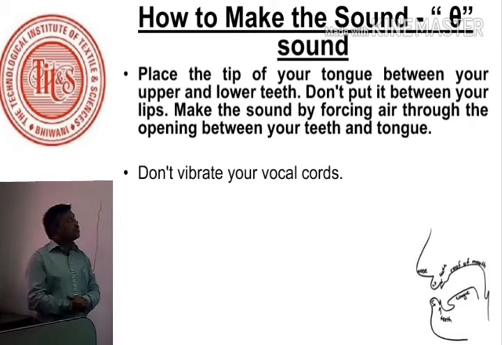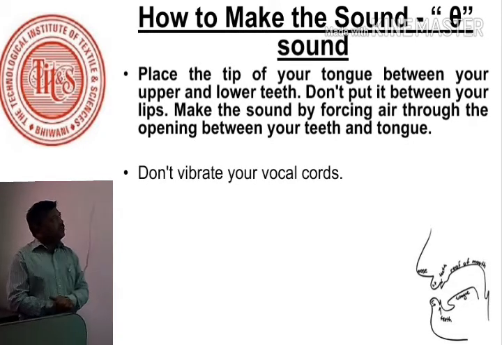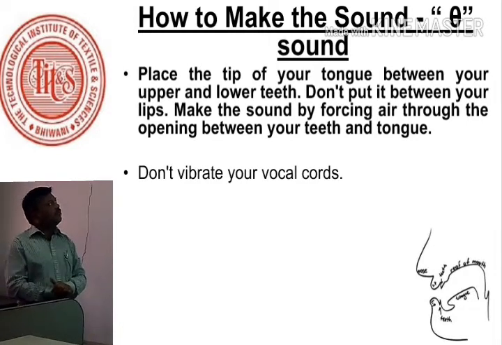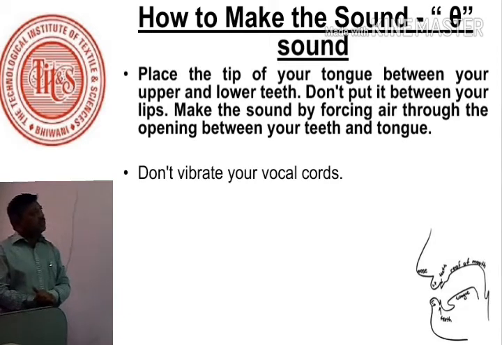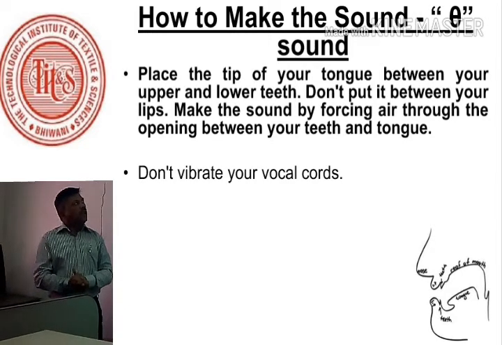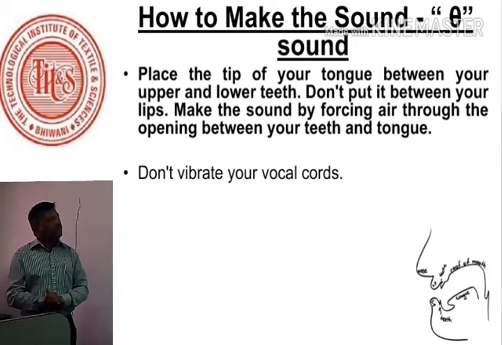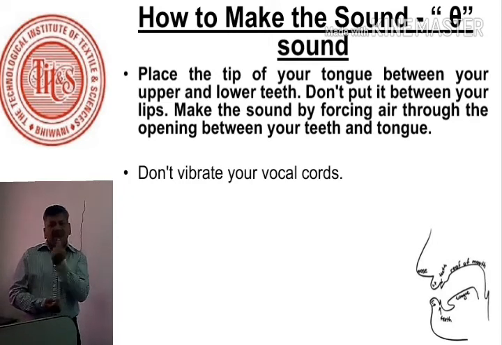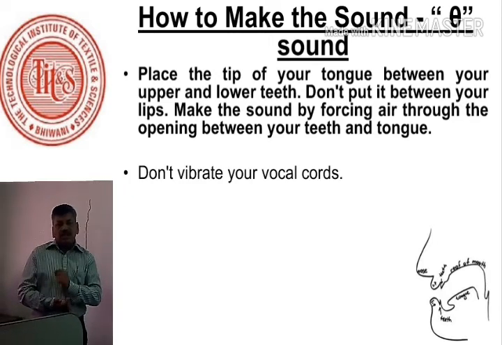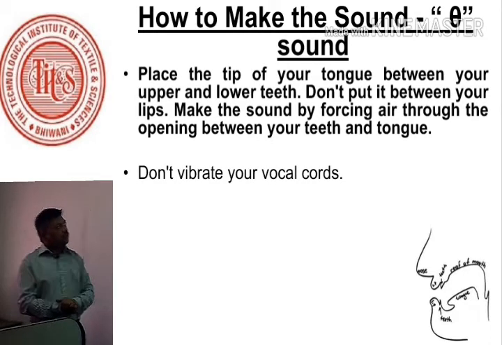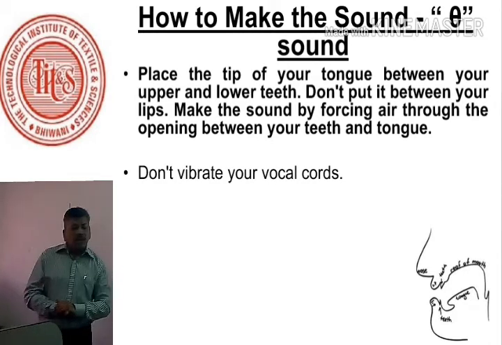Next. How to make the sound th? Place the tip of your tongue between your upper and lower teeth. Don't put it between your lips. Make the sound by forcing air through the opening between your teeth and tongue. Upper teeth and tongue, th, forcing air between them. Then that is the th sound. Don't vibrate your vocal cords.